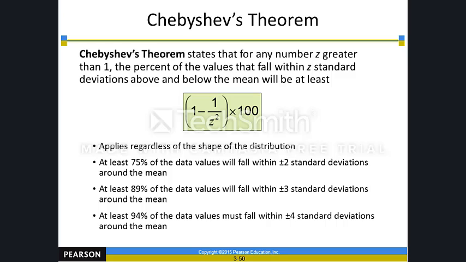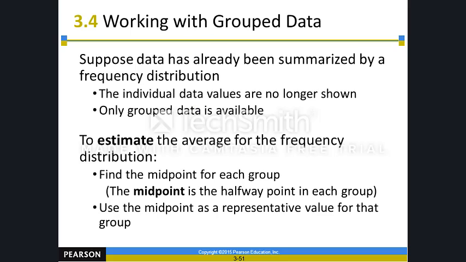So what do these percentages mean? 75% means that at least 75% of the data values will fall within plus or minus 2 standard deviations. Then at least 89% of data values will fall within plus or minus 3 standard deviations, and at least 94% of data values must fall within plus or minus 4 standard deviations.